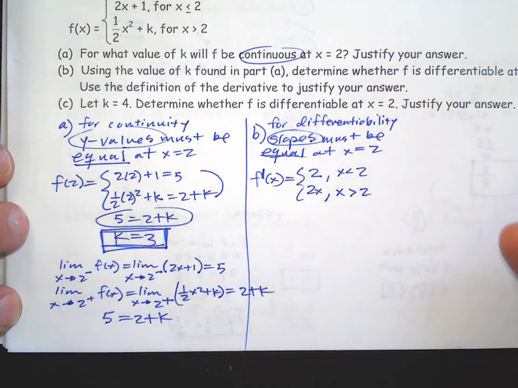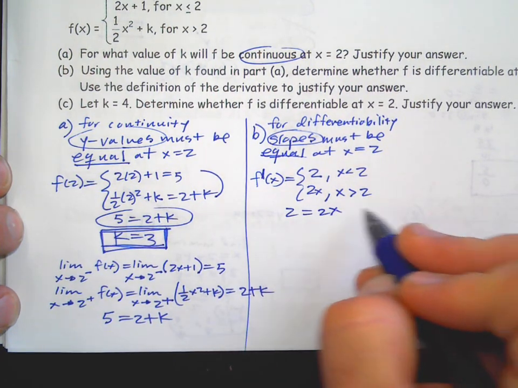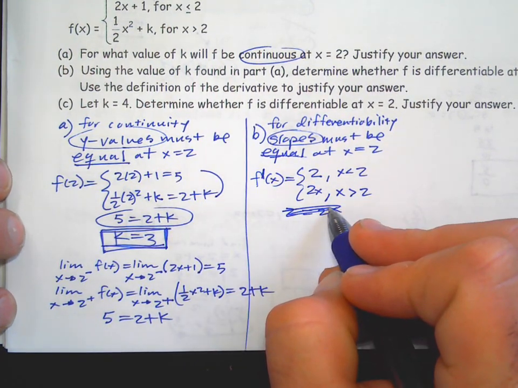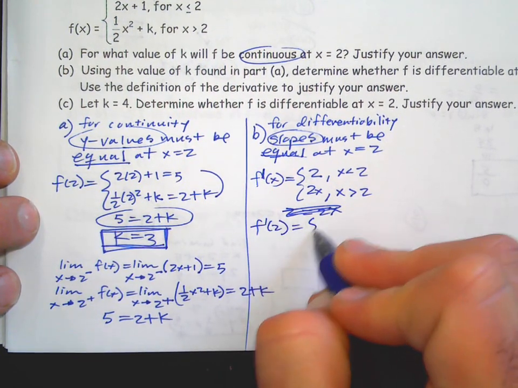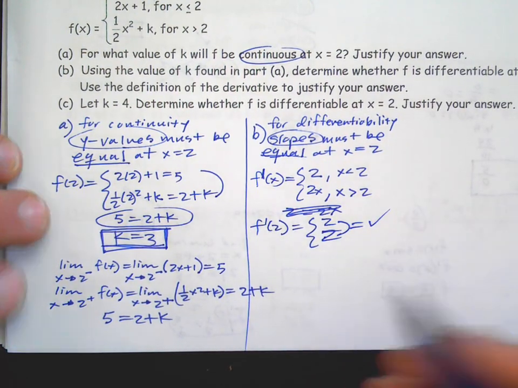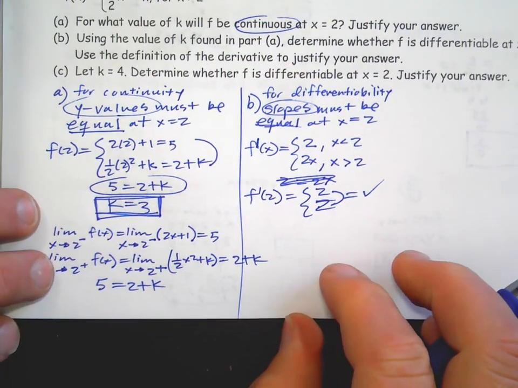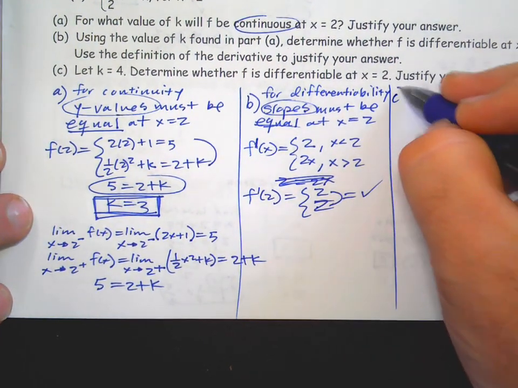Actually, the k value doesn't matter. And you would set these equal to each other. Then we could plug 2 in and we get 2 and 2, and they're equal to each other, so that's good. So it's differentiable. Now there's a little more technical way of doing it. I'm not going to get into that right now.